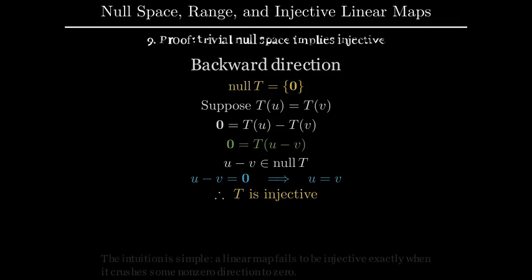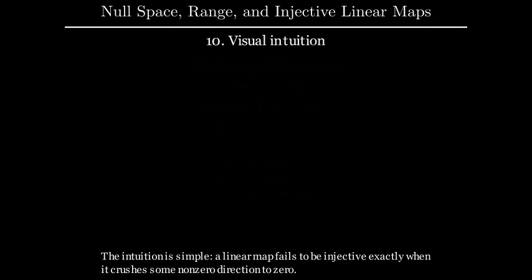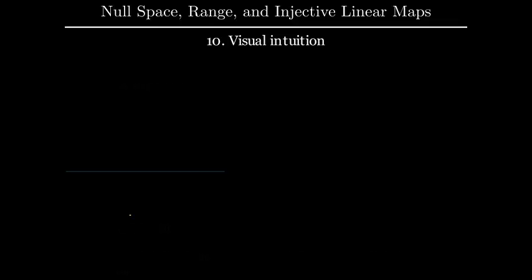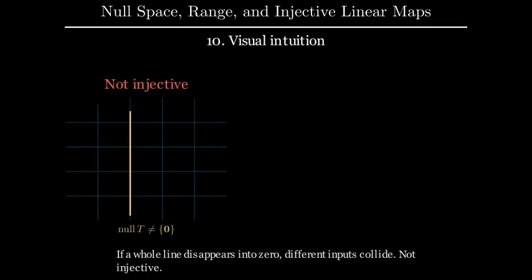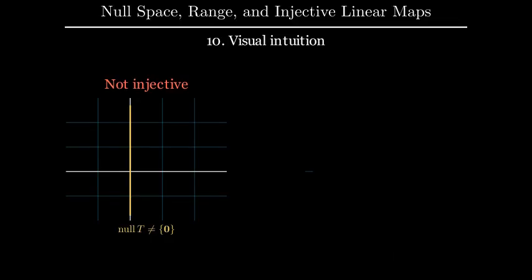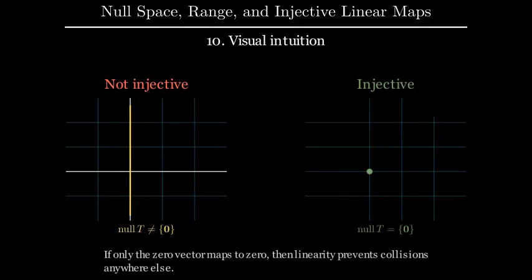The intuition is simple. A linear map fails to be injective exactly when it crushes some non-zero direction to zero. If a whole line disappears into zero, different inputs collide. Not injective. If only the zero vector maps to zero, then linearity prevents collisions anywhere else.